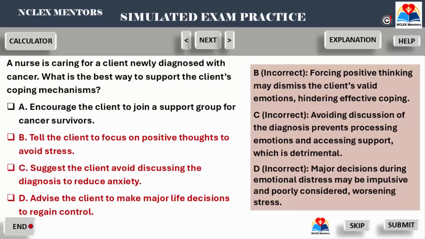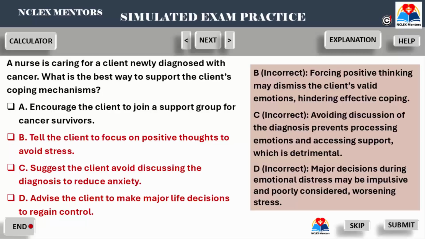Option B, tell the client to focus on positive thoughts to avoid stress. Okay, it sounds nice, but telling someone to just stay positive can actually invalidate their real painful emotions. They need space to feel, to process, to cry if they need to. And that's okay. Healing begins with acknowledging feelings, not avoiding them.